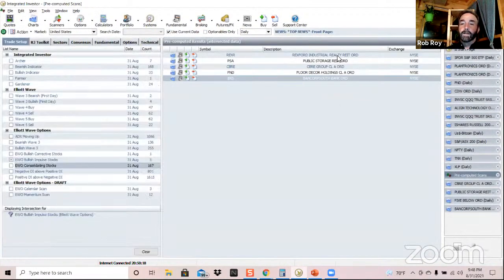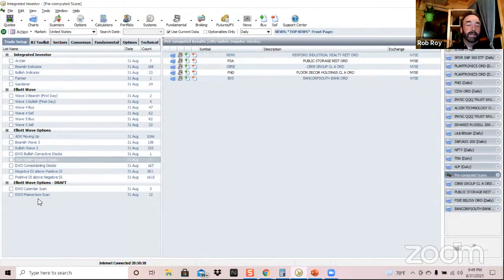And realty REITs are not my favorites to trade either. They tend not to move as much. So we're already in FND. We sent out CBRE, so those were the better ones. So let's abandon that. Look at the momentum surge.